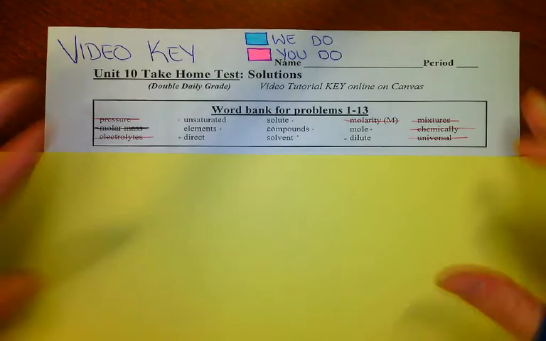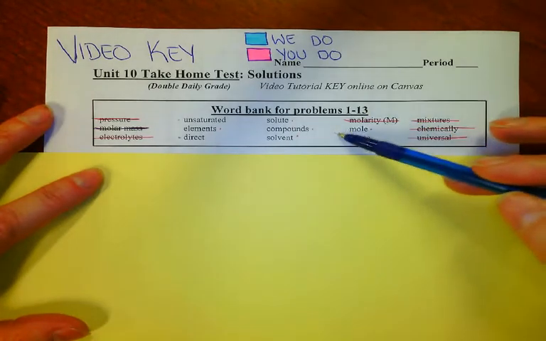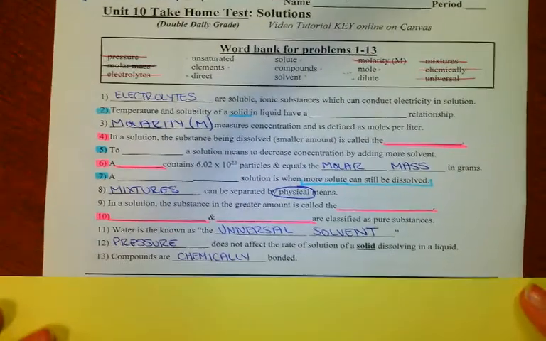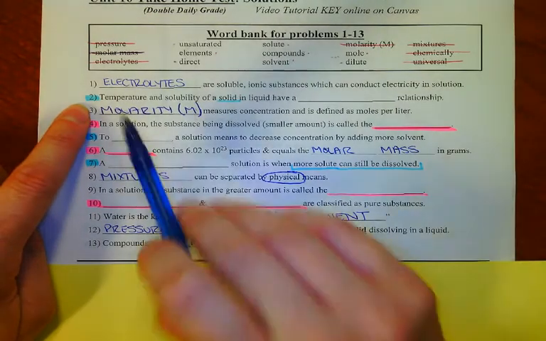Okay, vocabulary is a huge part of what we're doing this unit. So take a look at this stuff. It's a big deal. Questions 1 through 13. So this is what I've got for y'all. Okay. I wanted to talk about number 2 for sure.